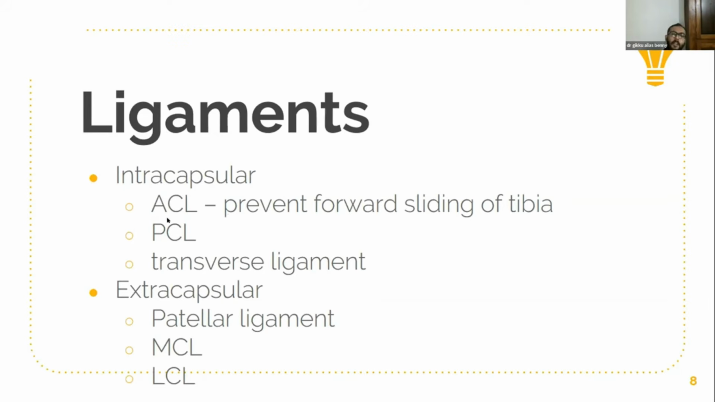Whenever there is a complete ACL tear and the patient comes to us for a second opinion regarding surgery, if it's a complete tear, then it's better to go for surgery. Why? Because if the patient continues to walk with a complete tear of the ACL, surely there will be injury to the PCL also, the posterior cruciate ligament. And the repair of the PCL is very much costly when compared to the ACL.